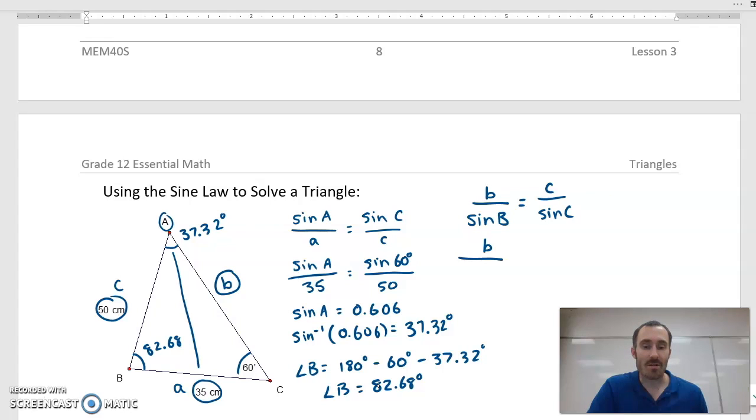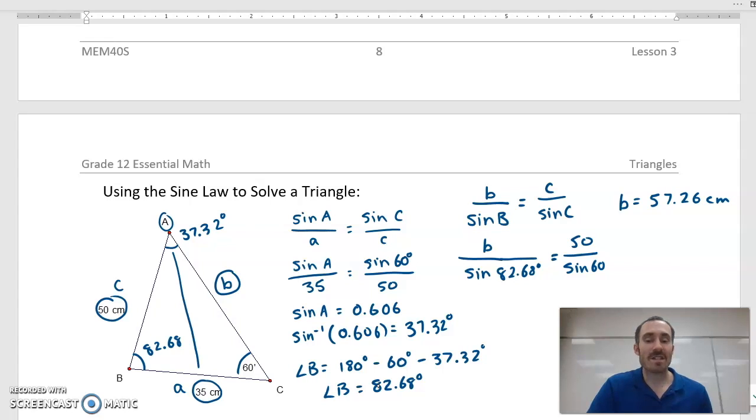So I've got B over the sine of 82.68 degrees is equal to 50 centimeters over sine 60. And so I'm going to do sine of 82.68 times 50 divided by the sine of 60. And so my final piece here, side B, is 57.26 centimeters.